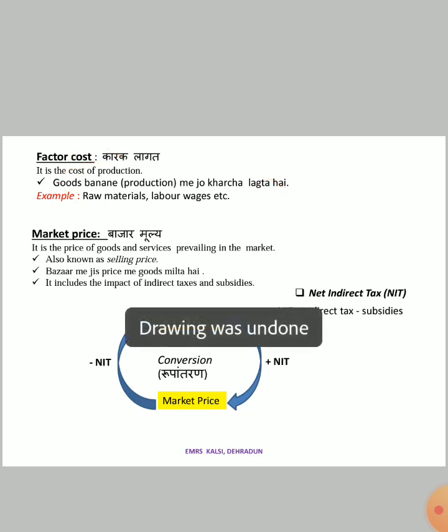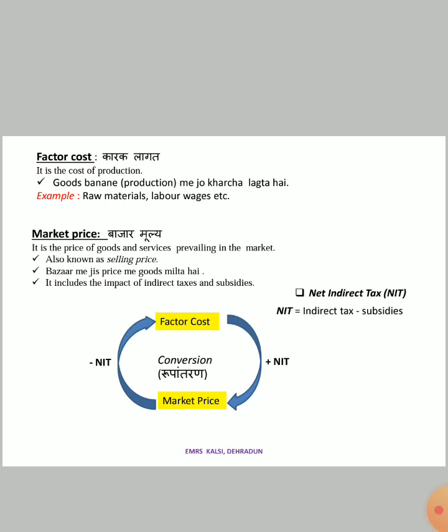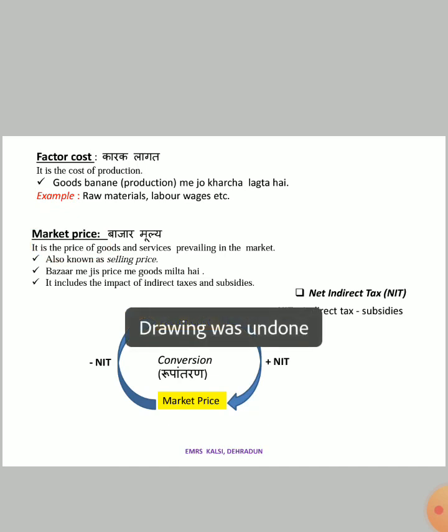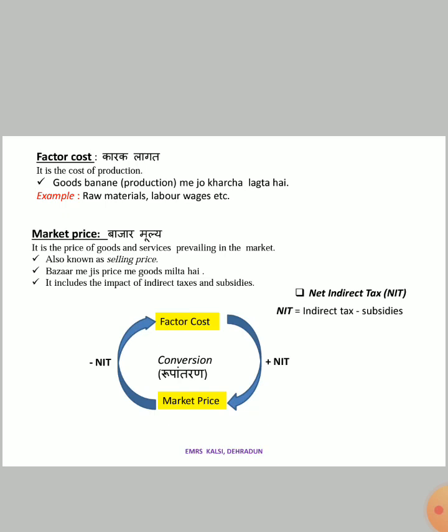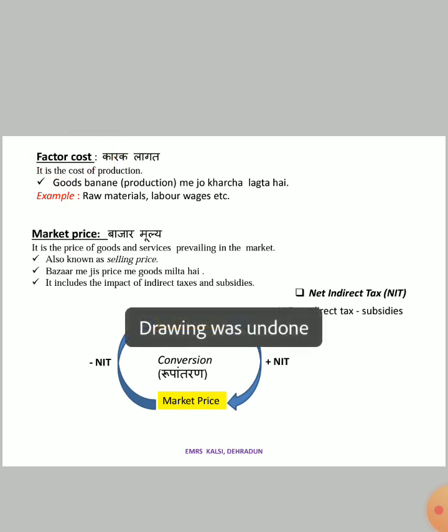Now second is market price. It is called bazar mulya. It is the price of goods and services prevailing in the market, means the price at which goods and services are being sold in the market. When you go to the market, you purchase a few things. The price at which you purchase from the shop is called market price, and the price incurred while producing goods is called factor cost. Market price is also known as selling price.